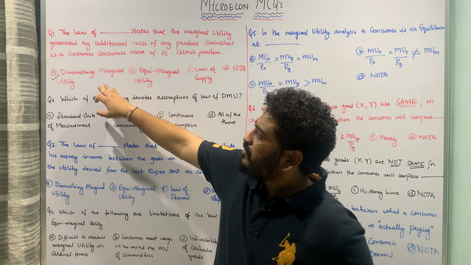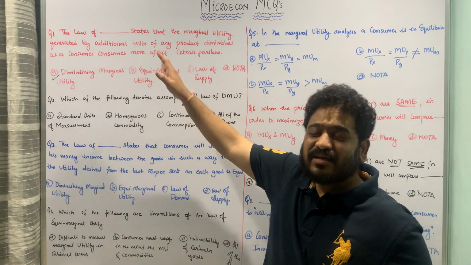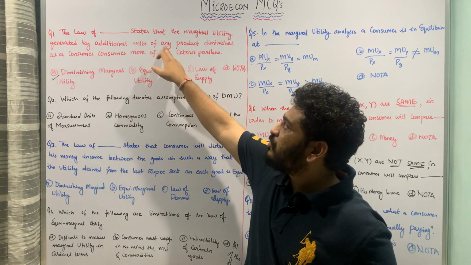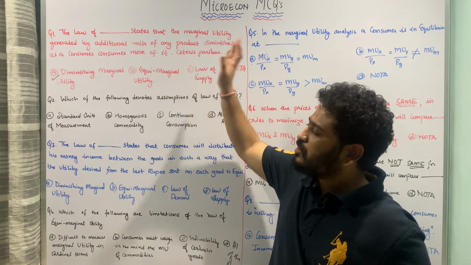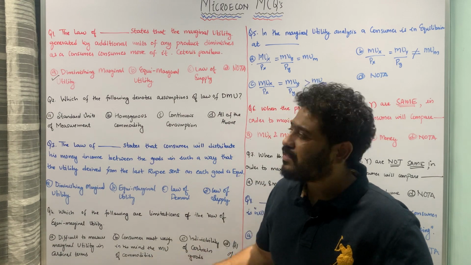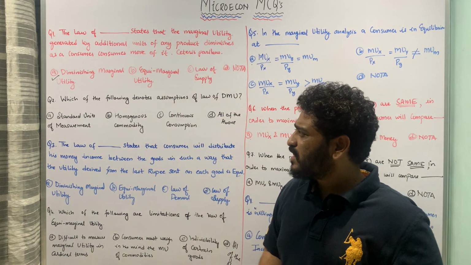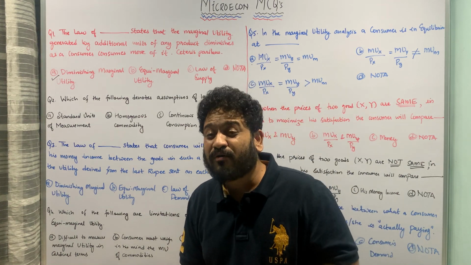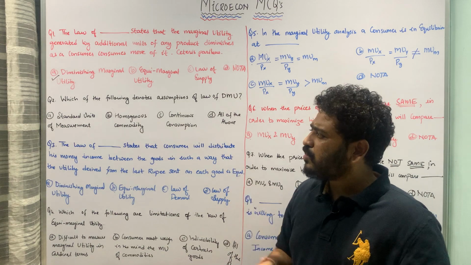That means the law of diminishing marginal utility states that the marginal utility generated by additional consumption of any product diminishes as the consumer consumes more of it, holding constant the consumption of all the other commodities, or something called ceteris paribus in economics. I hope this question is pretty much clear. Let us now move to the second question, which is talking about the assumptions of this law, the law of diminishing marginal utility. Let us look at the underlying options.